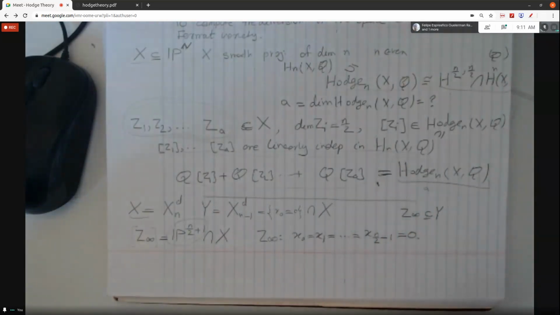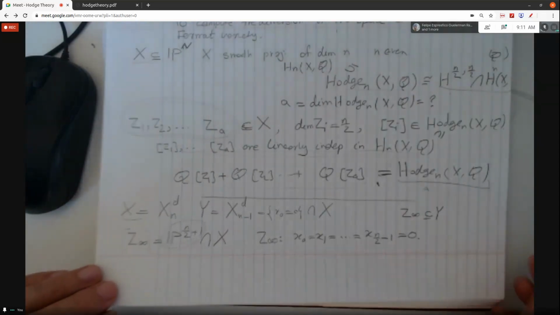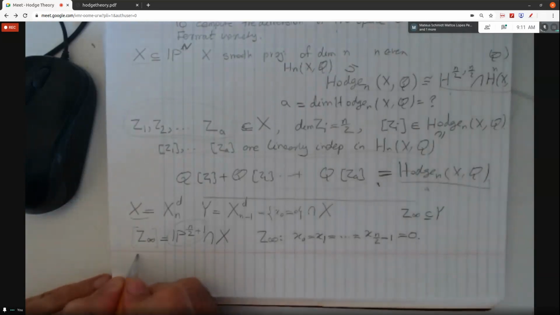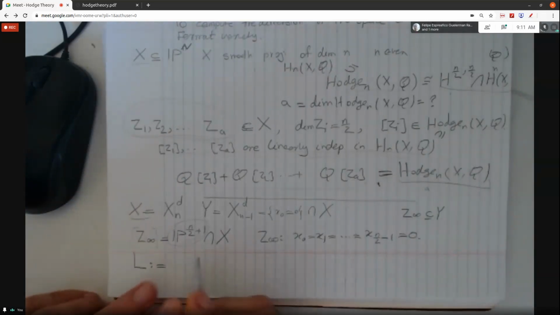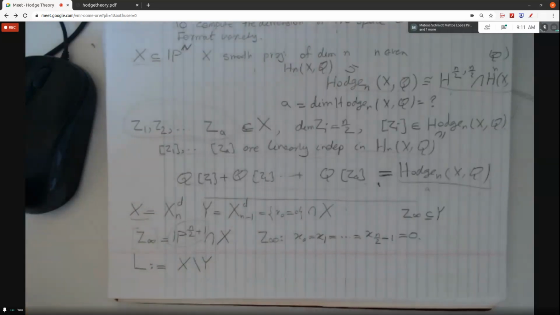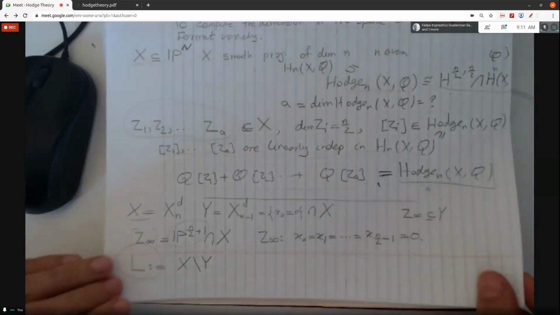Okay, so something was not clear in the last lecture. Let me remember that I called L the affine part. And the idea was to capture Hodge cycles using the affine part of the variety.